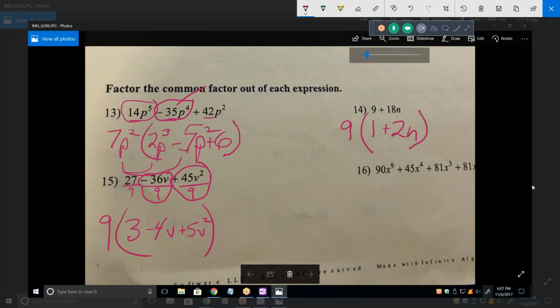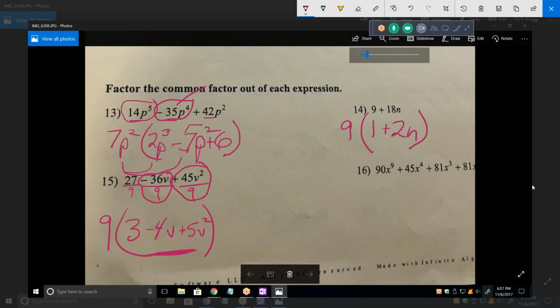So should we move on to 16? Yeah, because they didn't ask you to fully factor it. If they asked you to fully factor it, well, then we might play around with seeing if we could factor that quadratic. But they didn't. Okay. So on 16, I find it helpful to treat the numbers and the variables differently.